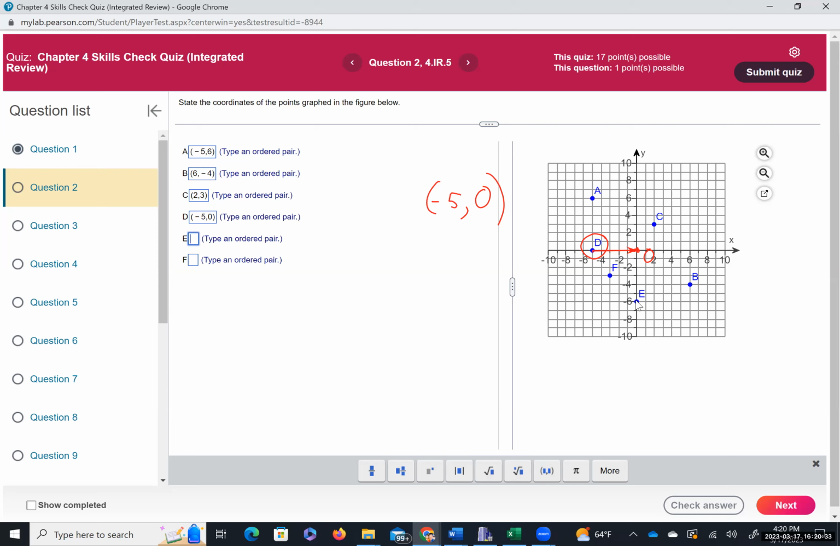For E, it's the opposite way. If you draw a vertical line for E to find the x value, you see it actually intersects the x-axis at 0. So the x value is 0. For the y value, you draw the horizontal line, and it crosses.